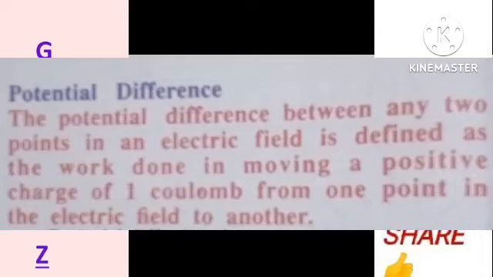Aside from electric current, we also have another term called potential difference. Potential difference is kind of like the slope of the electric field, and it's defined as the work done in moving a positive charge of 1 coulomb from one point in the electric field to another. So that is the work done moving a unit positive charge of 1 coulomb from one point to another. That is called potential difference.